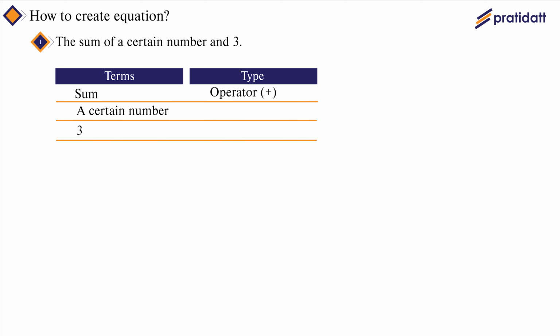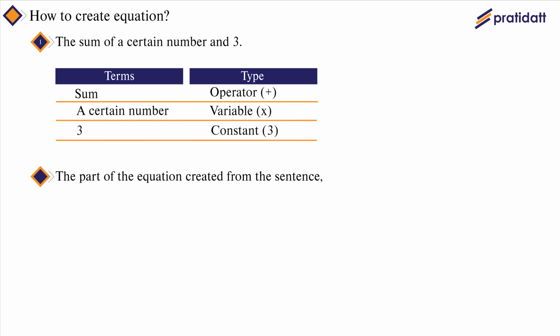Here we have a mathematical operator, sum. That is addition. A certain number meaning an unknown, that is a variable. Consider it as an x. Now the number 3 is a constant. Therefore, the part of the equation created from the sentence is x plus 3.